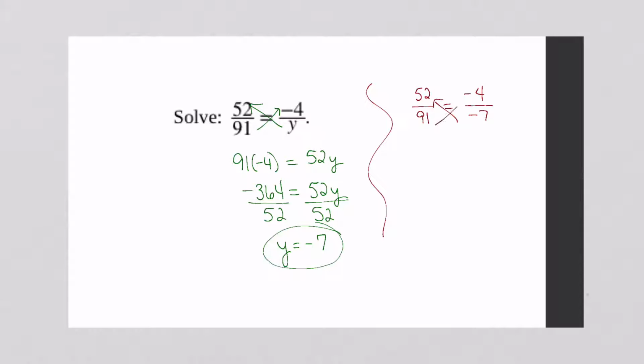So we're going to cross multiply. We already know that 91 times negative 4 is negative 364. So now I'm going to type in 52 times negative 7, and I get negative 364. And those are equal, so I know that negative 7 is my answer.